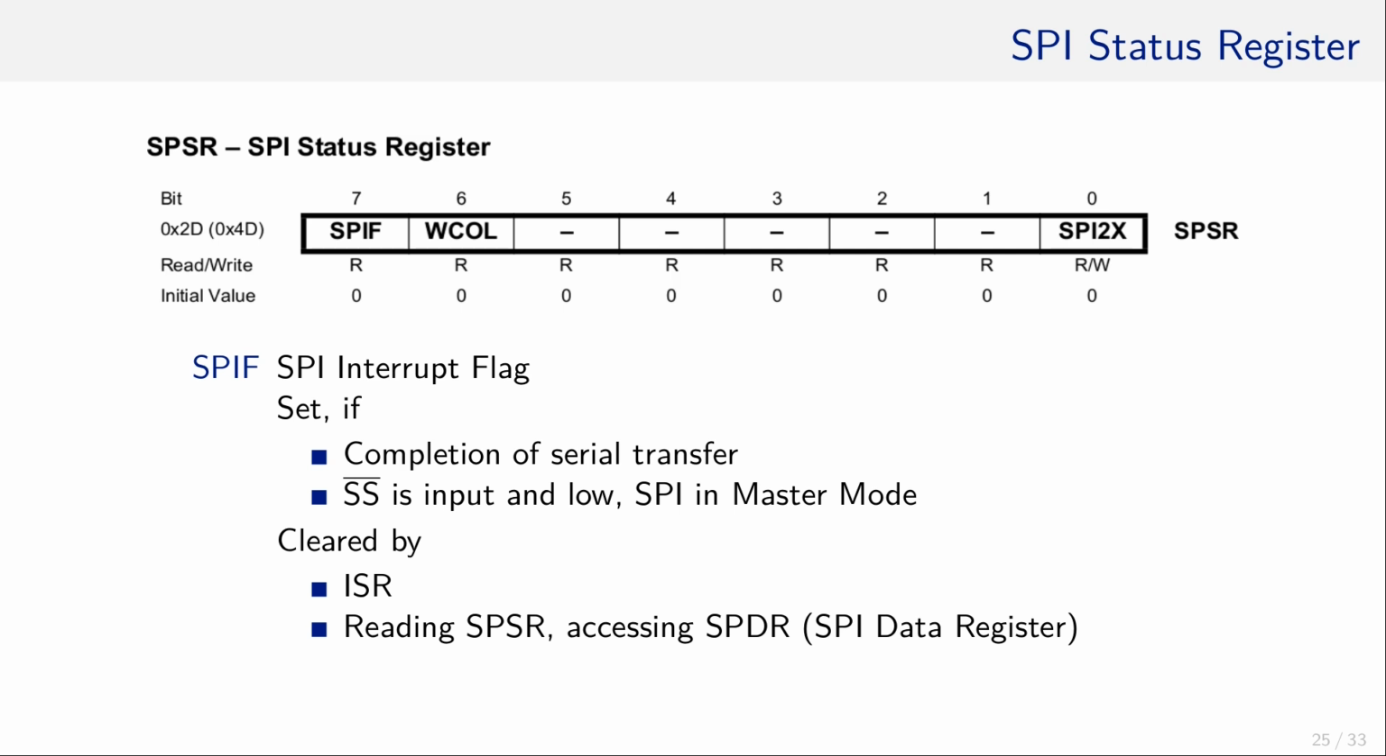SPIF is cleared automatically if this register is polled, followed by an access to the SPI data register shown in a minute. That is very convenient, since in polling the status, the ATmega can wait till SPIF is set and then checks the content of SPDR, clearing SPIF in the process.